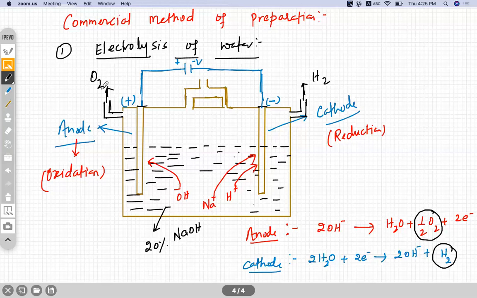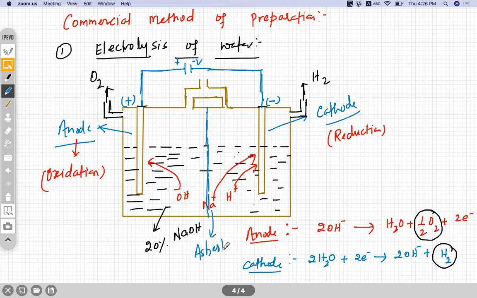But there are chances of mixing of H2 and O2, and they would form water again. To prevent this mixing, we also use an asbestos diaphragm, which separates the two parts. It does not allow the H2 and O2 to mix together. This we call the asbestos diaphragm. The purpose of this asbestos diaphragm is to prevent the mixing of H2 and O2. This is the electrolysis of water. Copy this down.